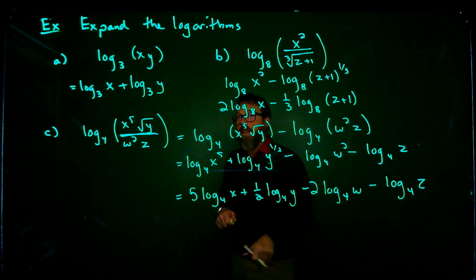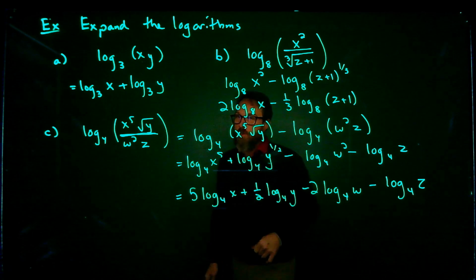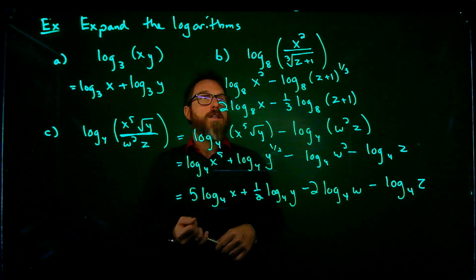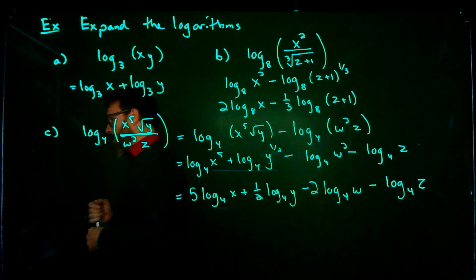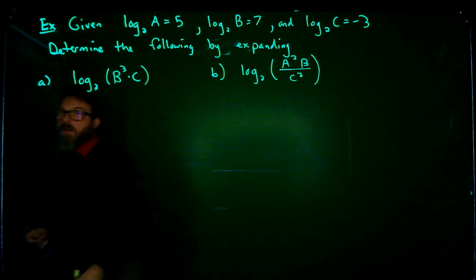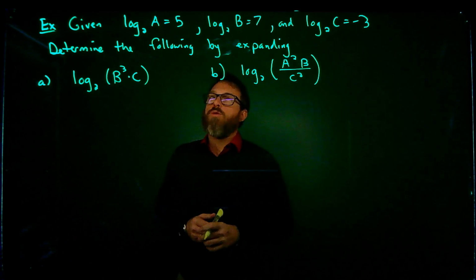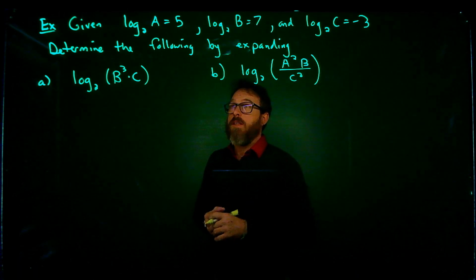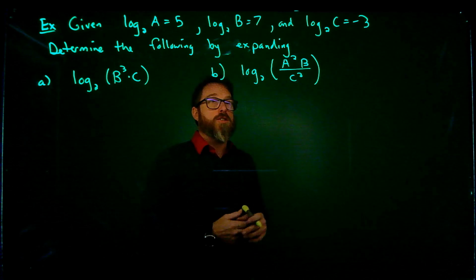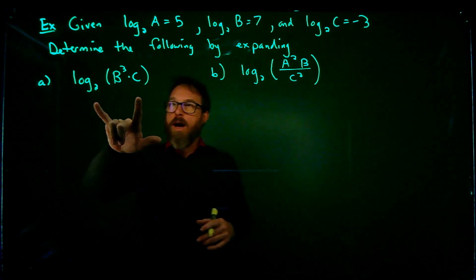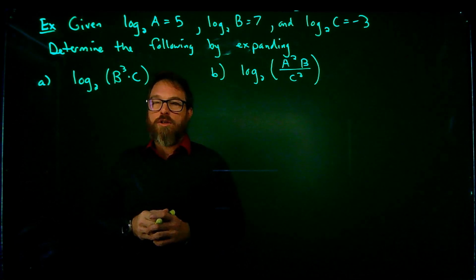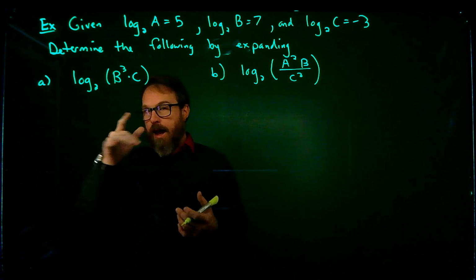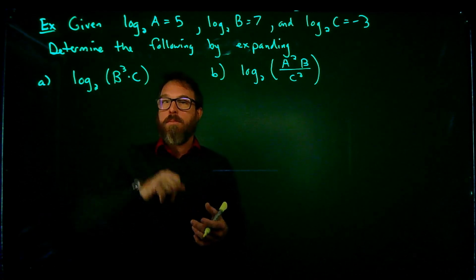All right, one last example. I want to use exponential rules and logarithm rules to really show that these things are kind of equivalent to each other. So given the log base 2 of a is 5, the log base 2 of b is equal to 7, the log base 2 of c is equal to -3, I want to evaluate these things using expansion. So right now I don't have this as the log base 2 of b or c. I have the log base 2 of this full argument b cubed times c.